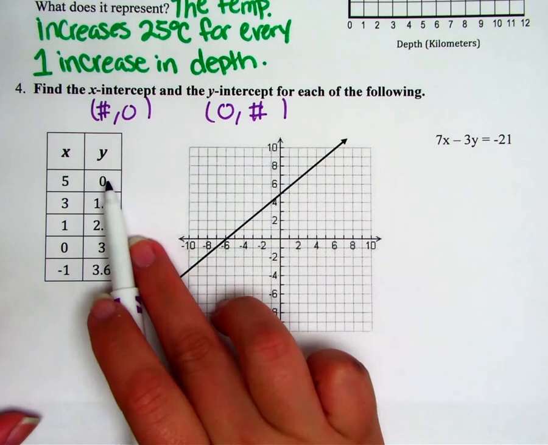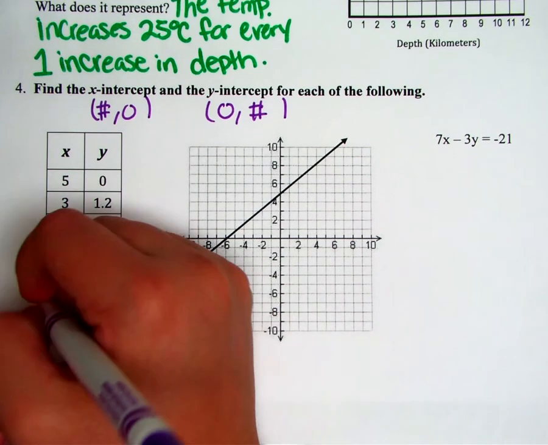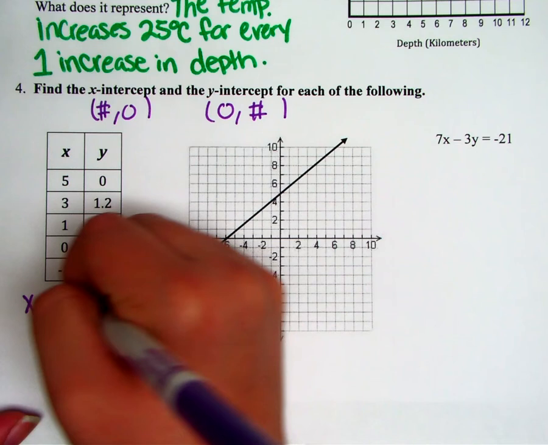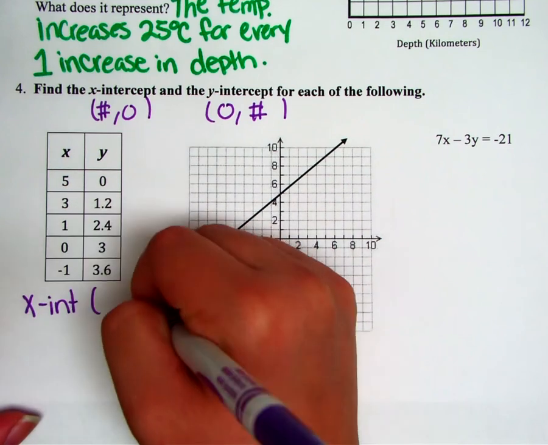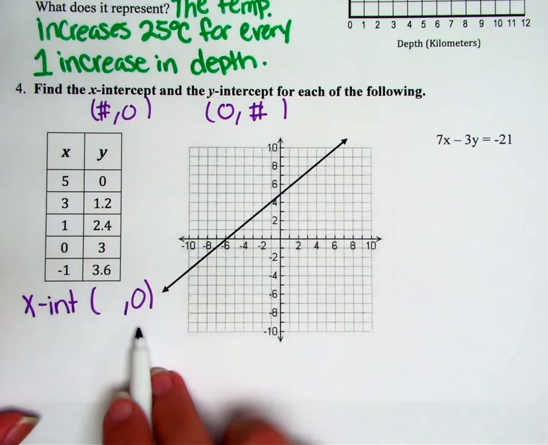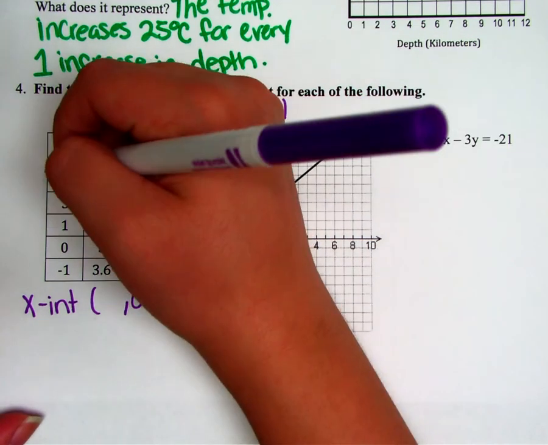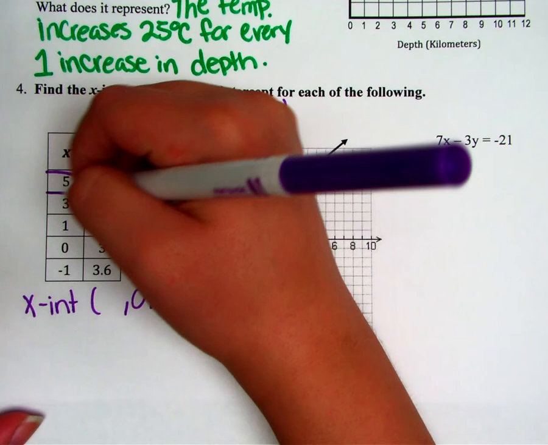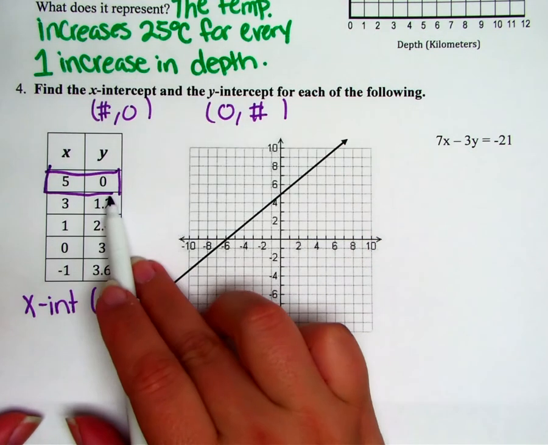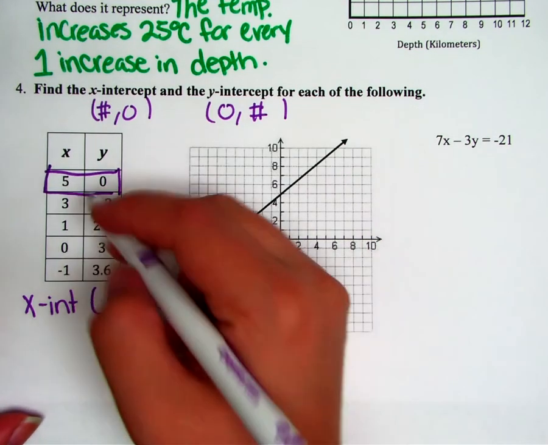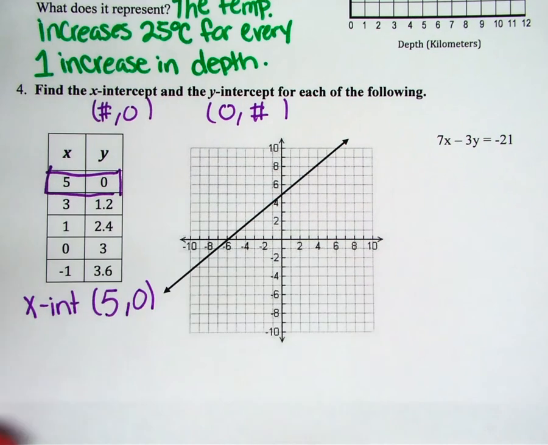Just like that. So when we're looking at a table, if I'm trying to find my x-intercept, I'm going to write it as an ordered pair. I know I'm going to have a 0 there automatically in the y spot. So when I look at my table, all I need to do is find a 0 in the y column and find out what my x is. In this case, 5.